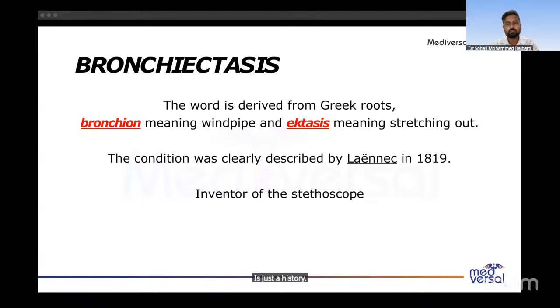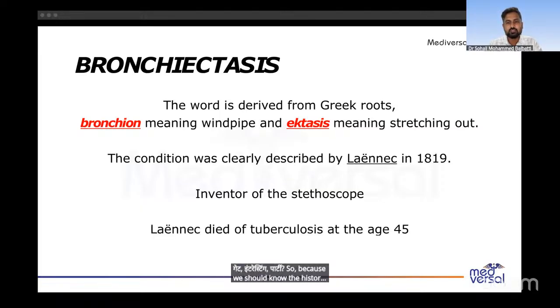It's just the history part. I don't want to dwell too much on it. It's just an interesting part that I wanted to share with all of you, because we should know the history of certain prominent figures. He died of TB at a very young age of 45. I remember here the late Mr. Rajesh Khanna's dialogue, Zindagi lambi nahi badi honi chahiye.